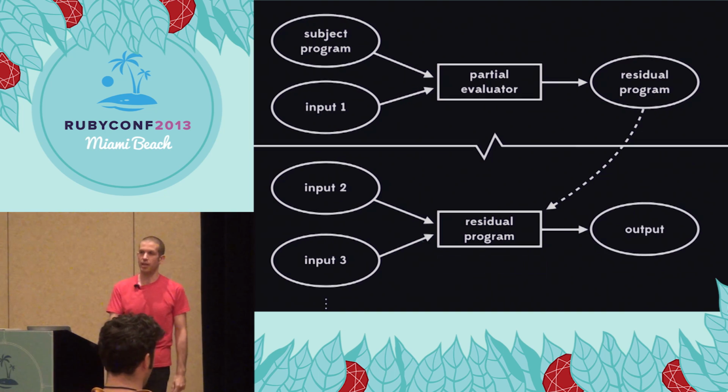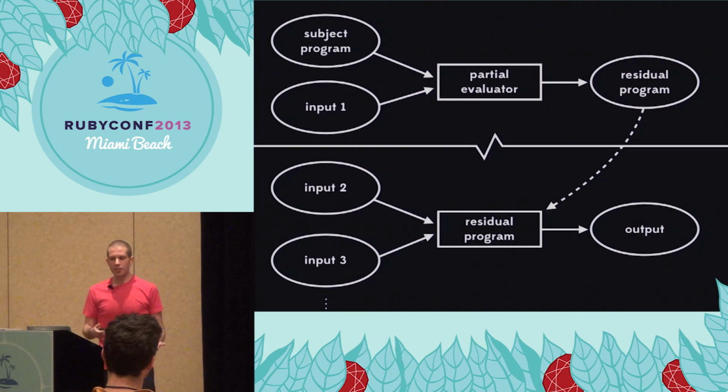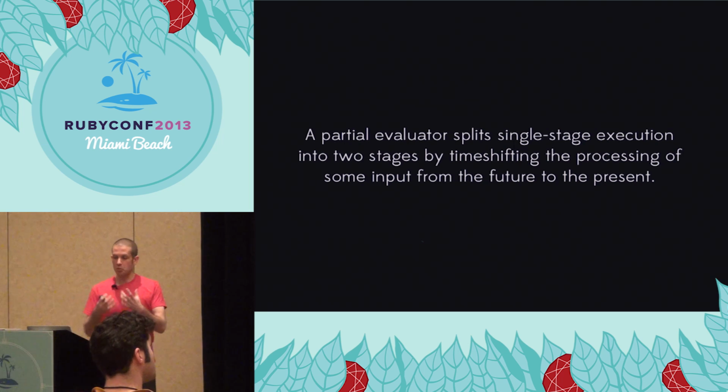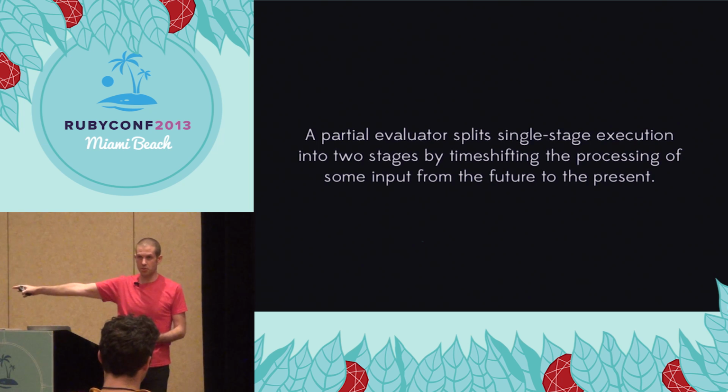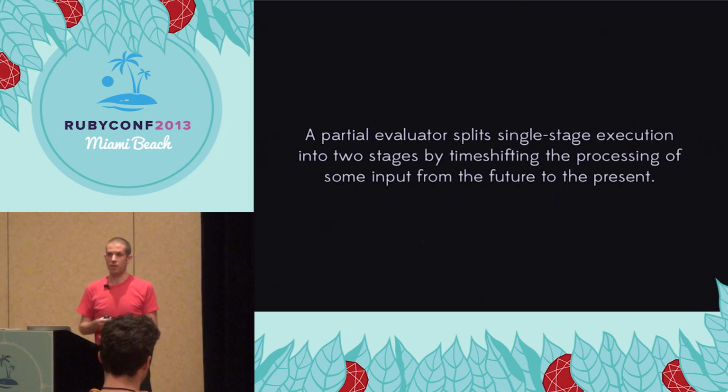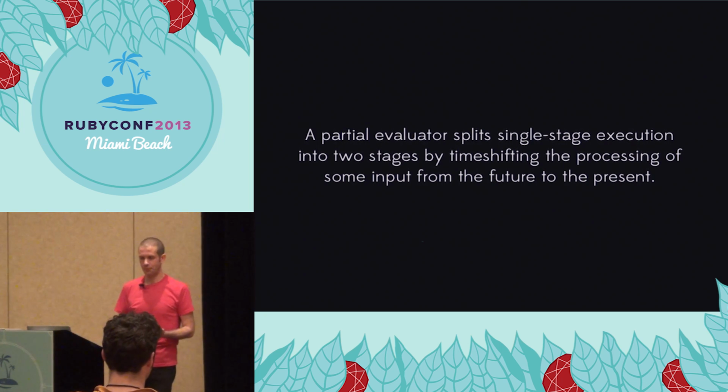That will run and give you the final output. So the idea of a partial evaluator is it lets you split a single-stage execution into 2 stages by time-shifting the processing of some of the input from the future, when you're going to run the program, to the present. You can do some of the work earlier.